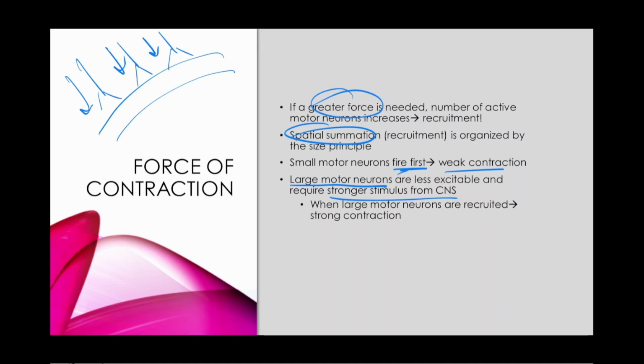So the small ones happen first, but they're very, very weak. Wait for the large neurons to kick in, and that'll recruit a bigger muscle group to allow a bigger contraction. Question? Do spatial and temporal ever work in concert? They do work together. Okay. And we'll go over that in a lot more detail when we get to the nervous system.